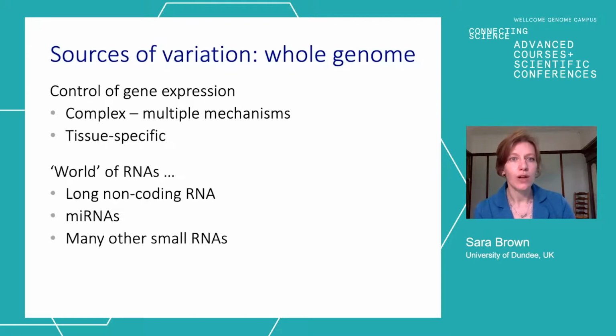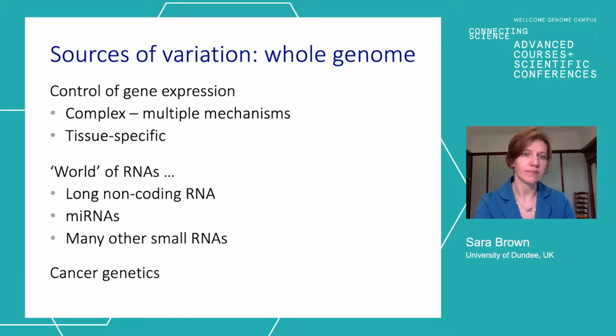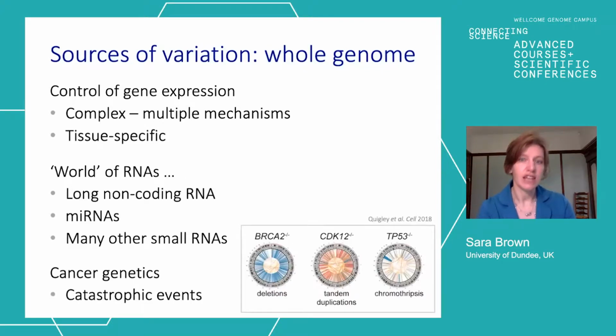And there is also a whole world of RNAs, so not just messenger RNAs and transfer RNAs, there are long non-coding RNAs, there are microRNAs, and multiple different small RNAs. And again, you'll learn a lot more about these as we go through the course. Cancer genetics has offered a unique insight into more severe genetic variation, including large deletions, tandem duplications, and then these catastrophic events that have been demonstrated in cancer cells called chromothripsis, when whole chromosomes can be broken apart and then knitted back together in a different order.